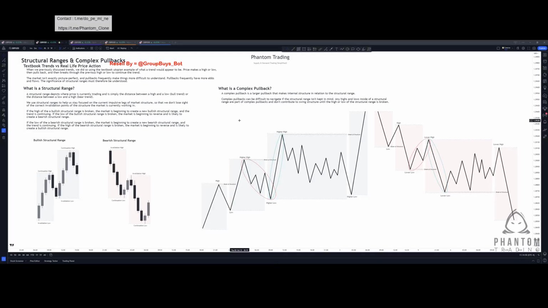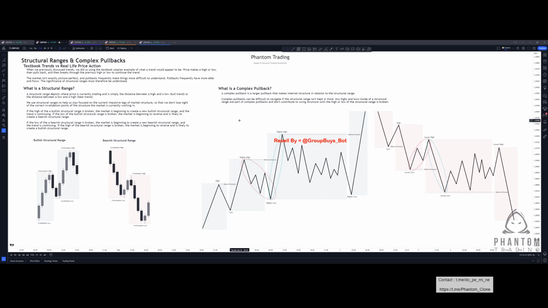So far, as we've been discussing trends and market structure, we've done so using textbook utopian examples of what trends should appear to be, or conceptually what they are on a price chart. Price makes a high or a low, then pulls back, and then breaks through the previous high or low and continues the trend on and on until it doesn't. The market isn't exactly picture perfect, and pullbacks frequently make things more difficult to understand.